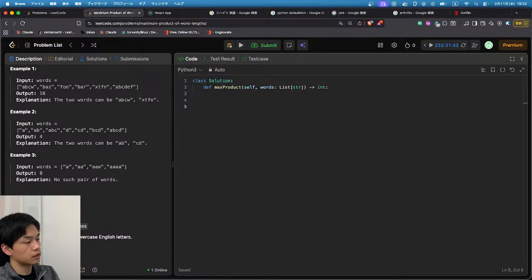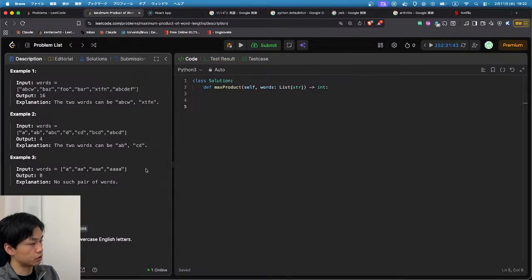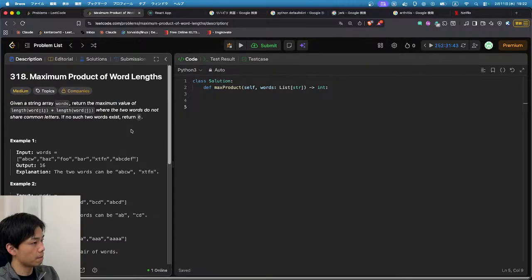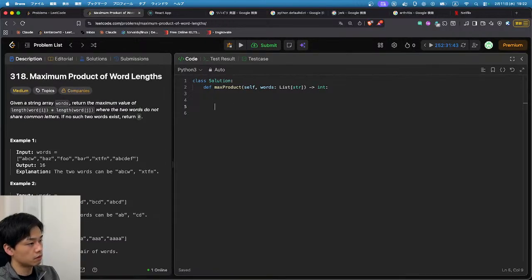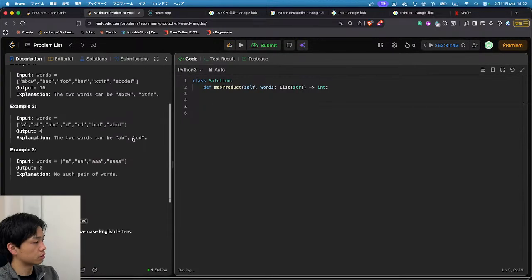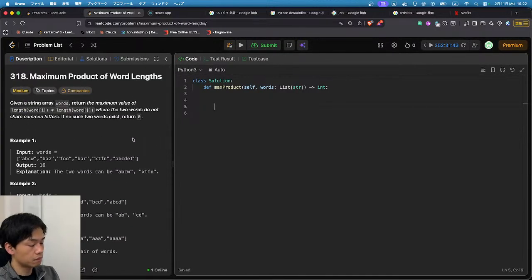So the time complexity would be O of n squared, but n is 1000 at most, so it's not bad, I think. So let me submit this solution. Let me try.